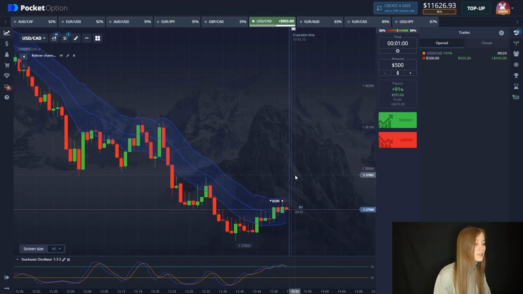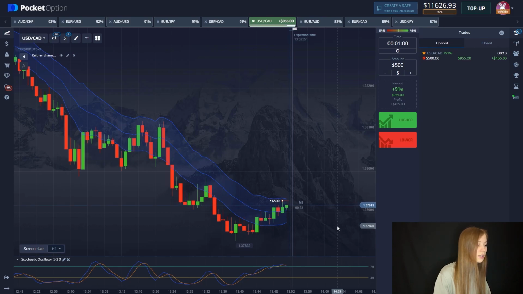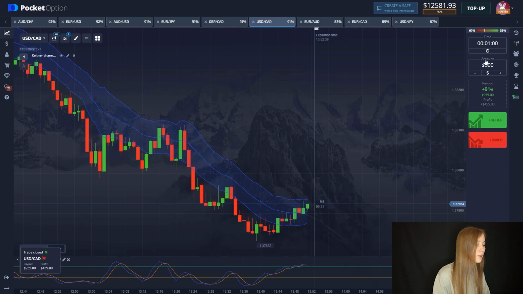There was an intersection on the Stochastic with the overbought zone. There are 15 seconds left. In principle, the moment completely suits me. The volatility is not too strong, so the level of the deal is amazing. In principle, 5 seconds. And we have the second positive trade. Let's not stop and pick the next concept.